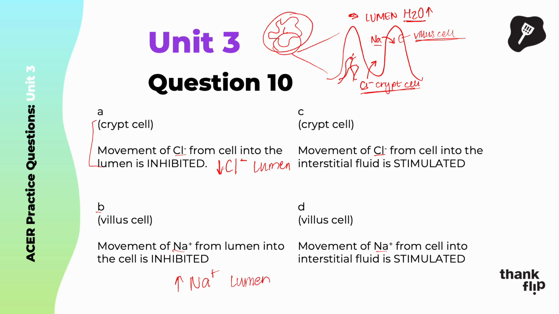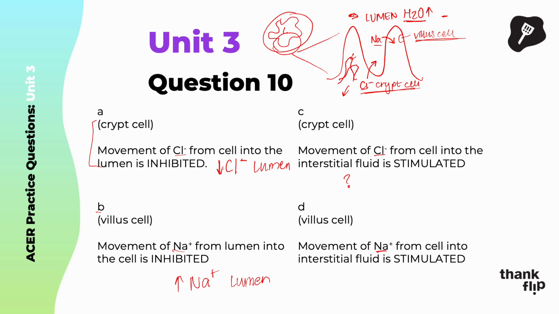Moving on to C, we have movement of Cl from the cell into the interstitial fluid is stimulated. The interstitial fluid is actually on this side, not here where the lumen is, so this is not relevant in terms of the lumen itself. If anything, you could think that if Cl is being moved out of the crypt cell into the interstitial fluid, it might not be moving as much into the lumen. But either way, you can put a question mark there because it's not talking about the lumen, and we know we want to look at the lumen.